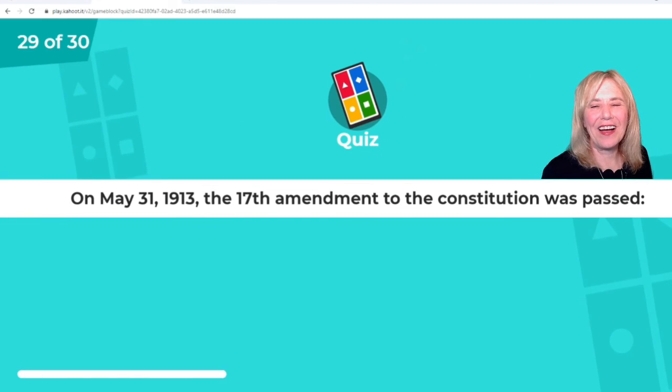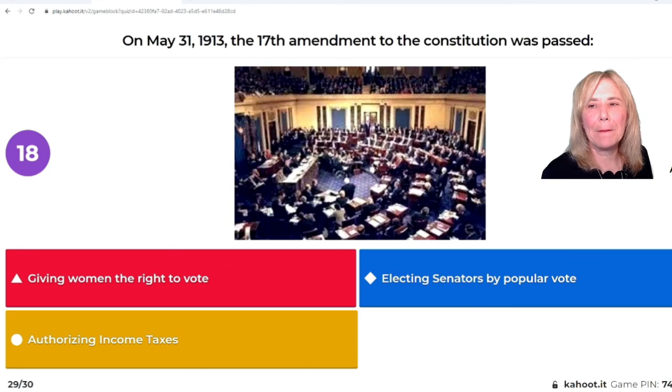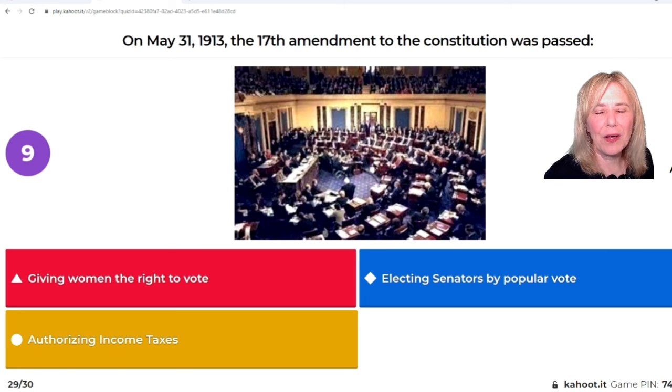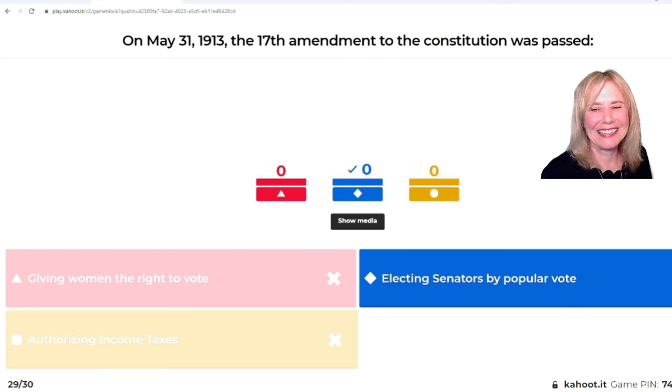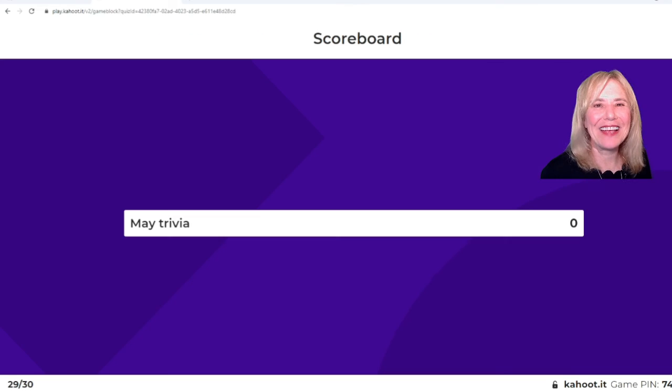Question 29. On May 31st, 1913, the 17th Amendment to the Constitution was passed. Did it give women the right to vote, electing senators by popular vote, or authorizing income taxes? Let's see if you can guess that. What was that 17th Amendment to the Constitution? If you guessed electing senators by popular vote, you guessed the right answer.